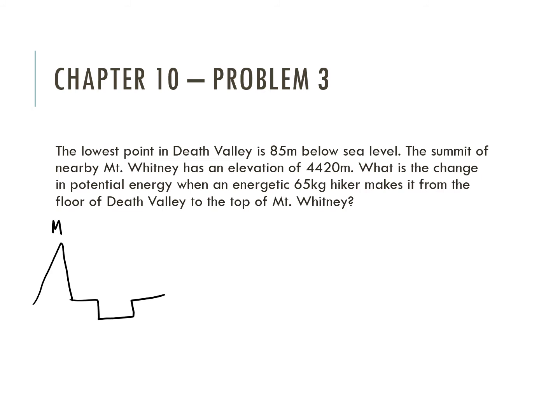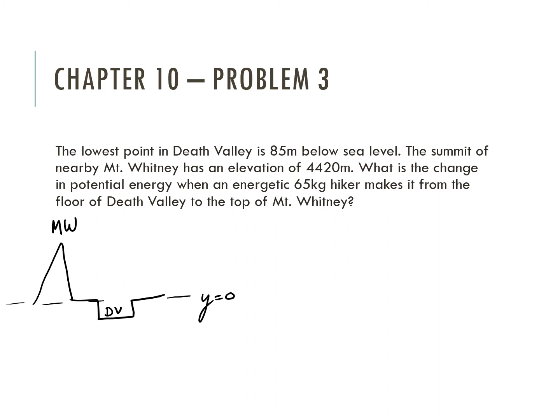So we have Mount Whitney, and we have Death Valley. We are given values for our heights based on sea level. What that is telling us is that our y equal to 0 value is sea level. Now we don't have to use this. We can use different values if we want to, and in fact we'll talk about those at the end. But let's solve using sea level as y equal to 0 first.